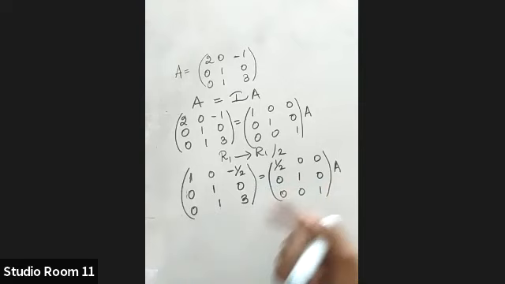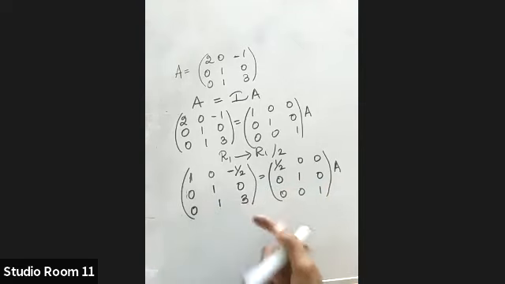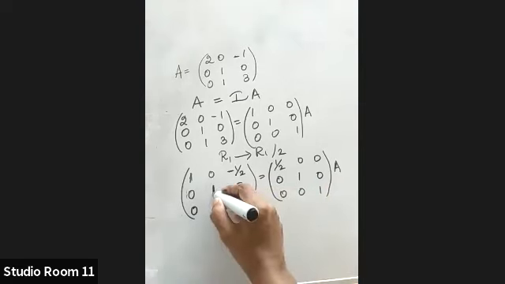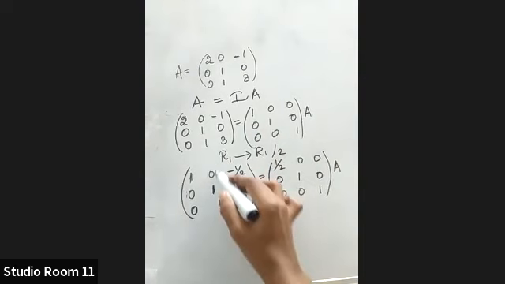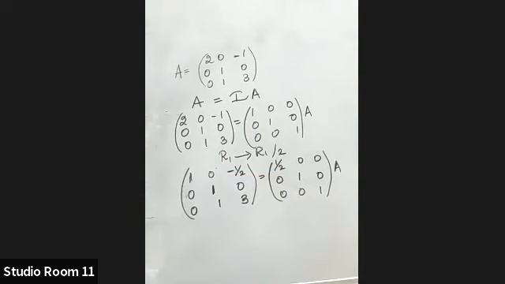Now, look at the next one. Second row, second column, we want 1. It is already 1 there. If it is 1, what is the next thing? The remaining entries in the second column, we should make it a 0. Here it is 0. Here we should transform, isn't it? Here we should make it a 0. Is it clear, children? Is it okay? Yes, ma'am.